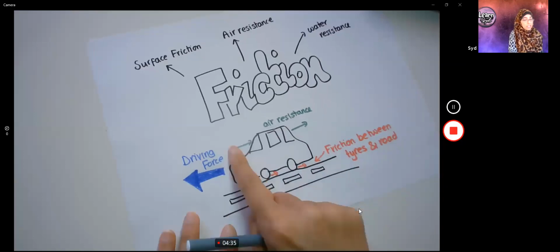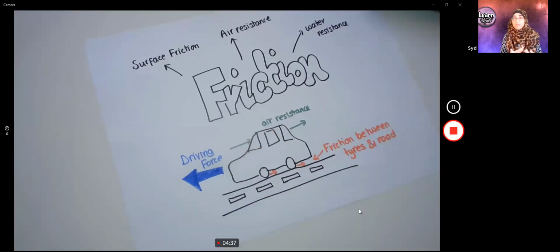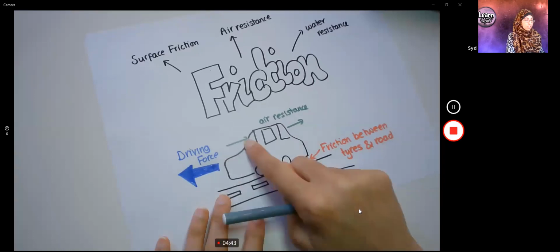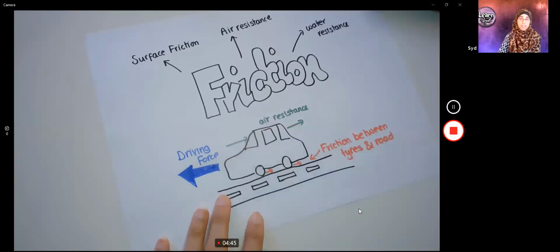You can either have it here or you can have it here, and it's representing that the car is traveling and the air is trying to flow around it, and because it can't flow around it, it's going to hit this, and that's going to cause air resistance.